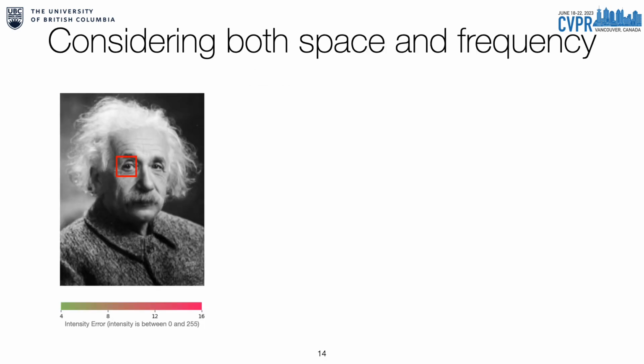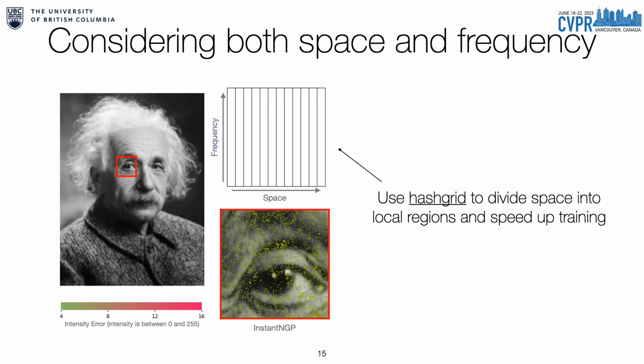Here we compute the error maps for the reconstructed images to highlight the performances of each baseline. To achieve a fair comparison, we adjust the parameter numbers of all methods to a comparable level. Take the portrait of Einstein, for example. As state-of-the-art, InstantNGP uses hash grids to divide coordinate space into local regions and each time only extracts a short learnable code to speed up training.